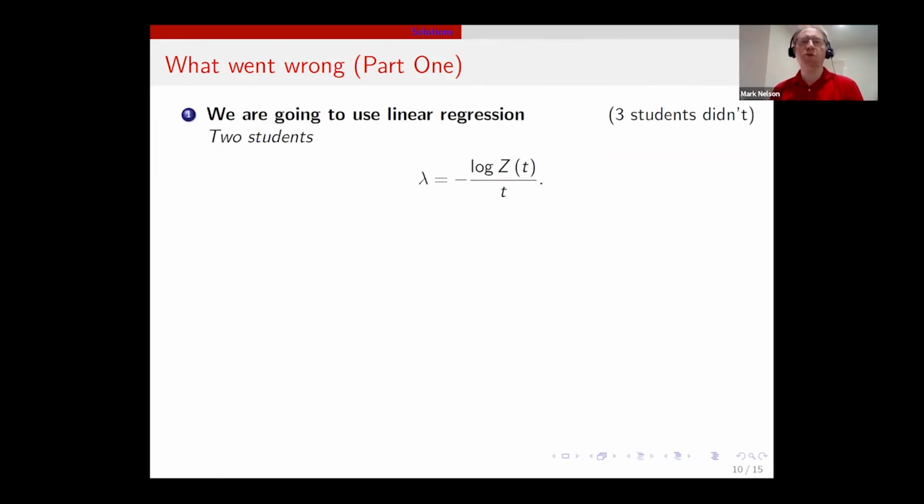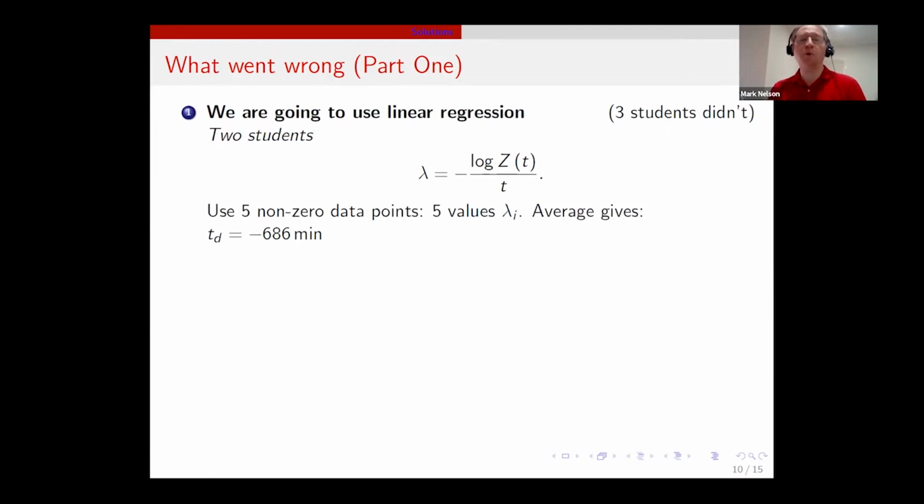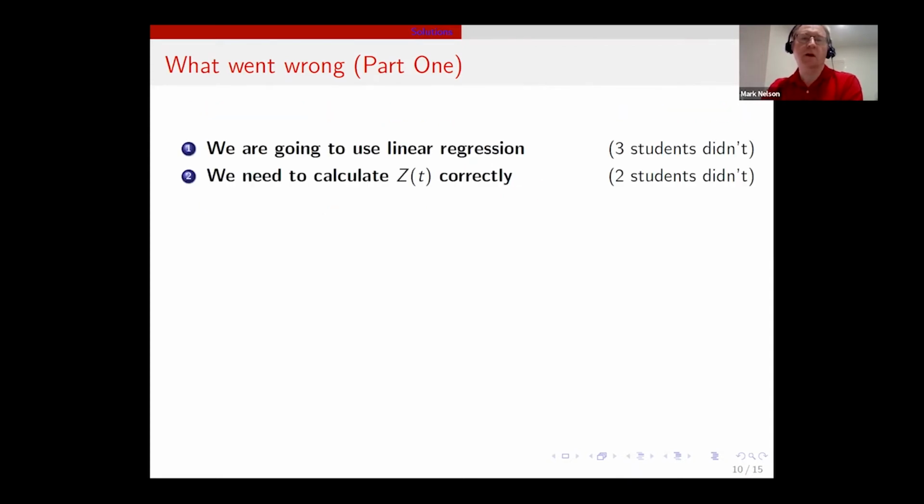And so what 2 students did is they rearranged the equation that they found. And they saw, well, we've got 6 data points, but we've got 5 data points when t is not equal to 0. We could just use the data points to estimate the value for lambda, and then average these estimates for lambda. Yeah, that's what they did. We need to calculate the transformed variable correctly. 2 students couldn't do this.